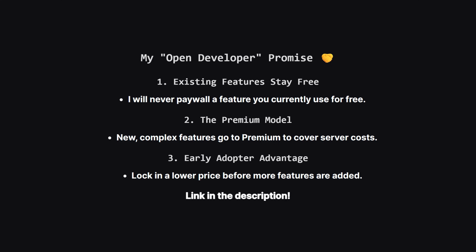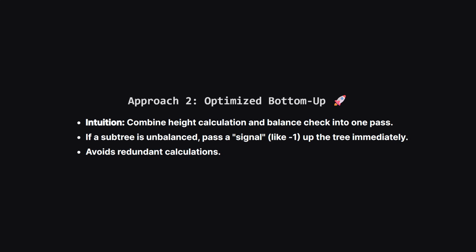Okay, let's get back to the code and see how we can make our solution way faster. Instead of going top-down and repeating work, we can go bottom-up. We start at the leaves and calculate height as we return from recursion. If we ever find a node that is unbalanced, we don't just return its height. We return a special signal, like -1, to tell the parent, hey, something is broken down here. This way, we only visit each node exactly once.